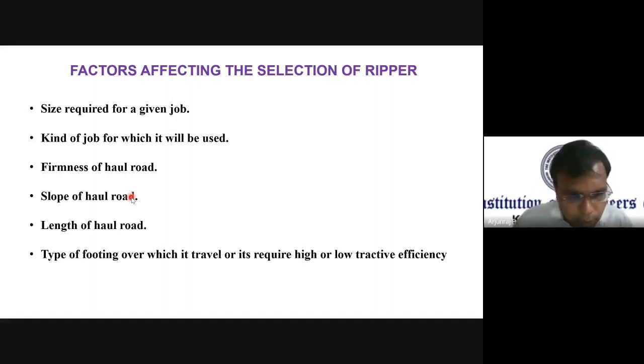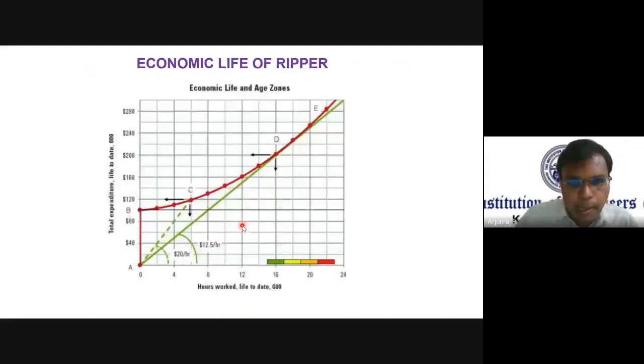And again, what type of footing is it required to travel on, and is it requiring a high or low tractive efficiency? Even that is very much important. This is the economic life of a ripper, between the expenditure which is required and the number of hours it is going to operate. As the number of hours the ripper operates increases, the expenditure is going to increase, because the wear and tear is also very much important.